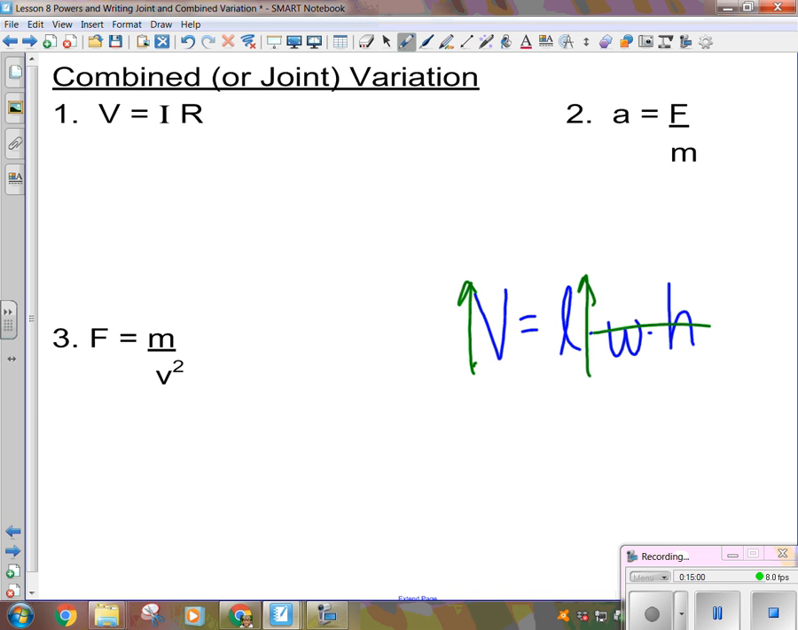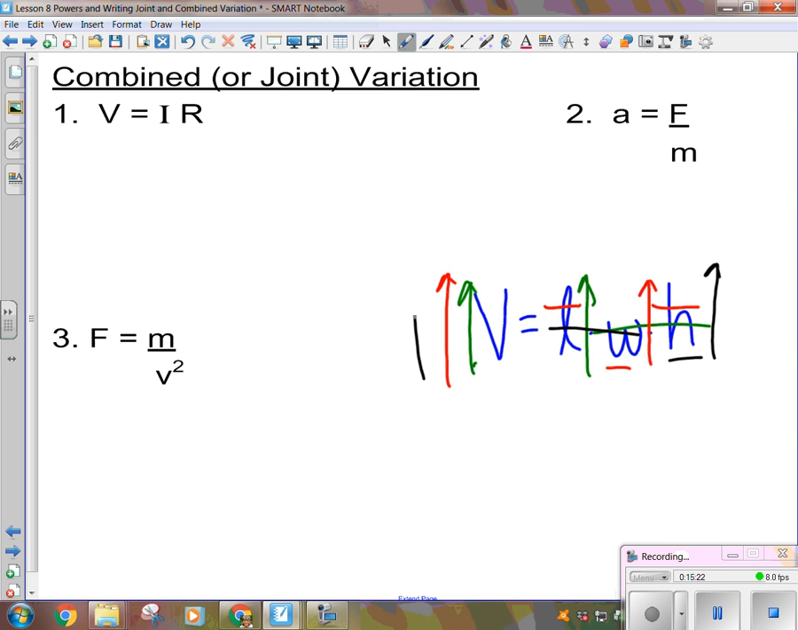Everybody good with that? Okay, now I want you to pretend the L and the H aren't there, and let's talk about W. What if the width of the box got bigger? How would the volume change? It'd get bigger too. Okay, one more time. I want you to ignore the L and the W. This time let's only consider, what if the height of the box got bigger?